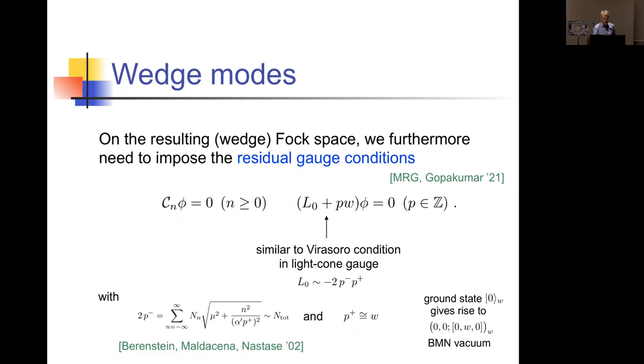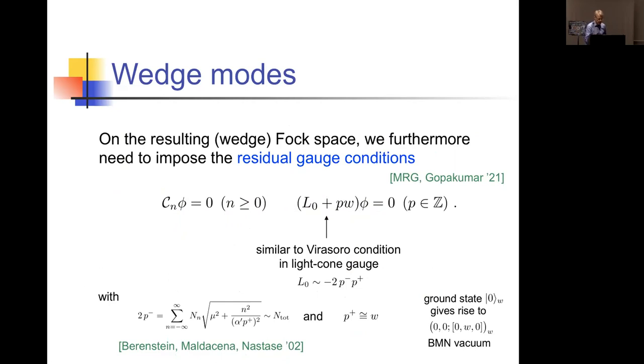And then we want to impose something that looks a little bit like a mass shell condition, a Virasoro condition. And again, this is a bit of a proposal, but what we propose is that the correct condition is this residual U(1) condition plus the condition that the L_0 eigenvalue on the worldsheet must be a multiple of W in order for the state to be physical.